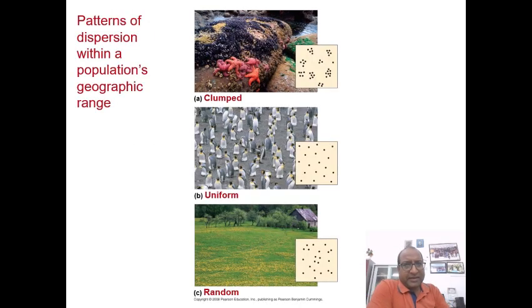Suppose we have three examples for that: patterns of dispersion within the population's geographic range. First one is clumped population. If you see the small starfish lying on the bottom of the sea in a group at a particular place only, that is known as clumped population. It means some resource, the lying bed, is comfortable at this place, so the starfish are clumping together at one point.